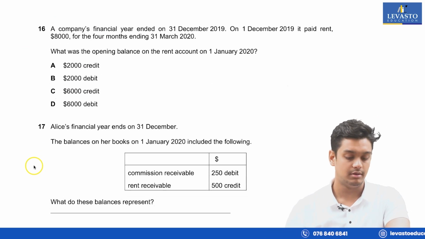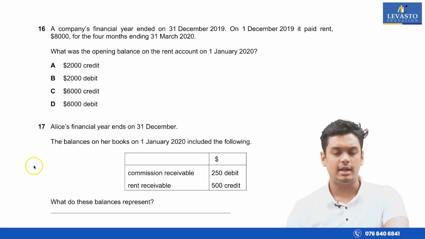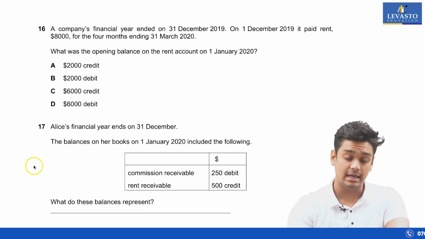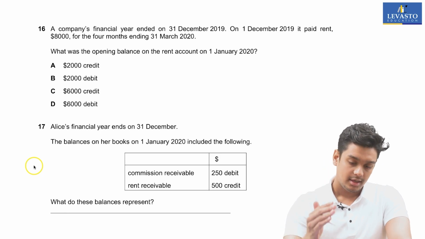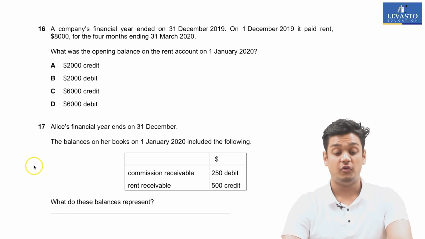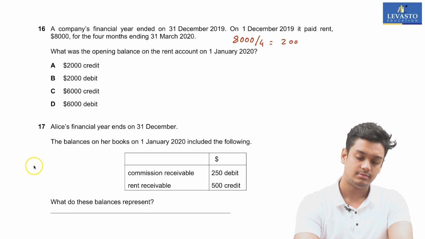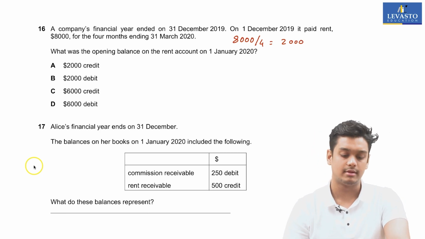Question number 16. The company's financial year ends on 31st December 2019. On 1st December, that's the first day of the last month, it paid rent of 8,000 for 4 months. 8,000 for 4 months means 2,000 per month. Agreed, no? 2,000 per month.